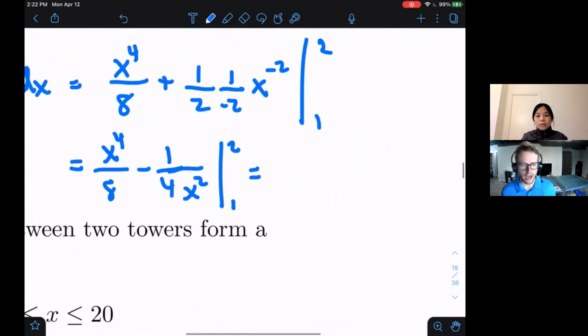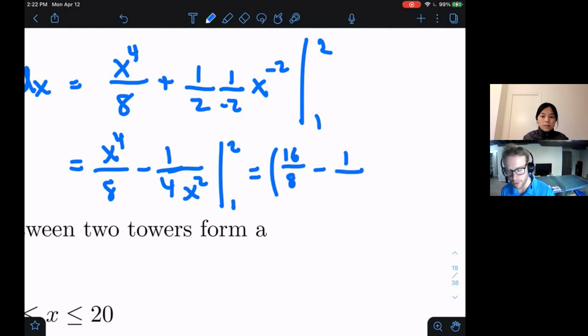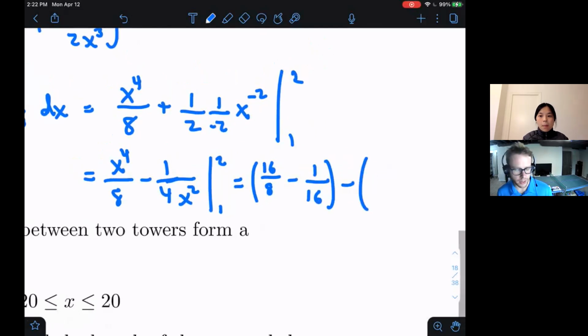Okay, so if I plug in a 2 everywhere, let's see, 2 to the 4th power is going to be 16 divided by 8. And let's see, this is going to be 1 divided by 4 times 4, which is going to be 16. And then if I plug in a 1 everywhere I see an x, we're going to have 1/8. And let's see, 1/4.